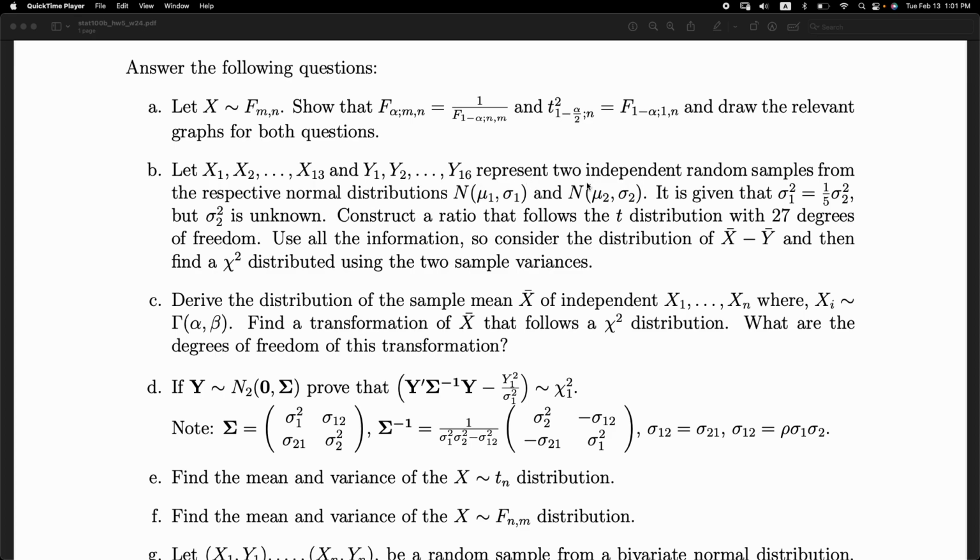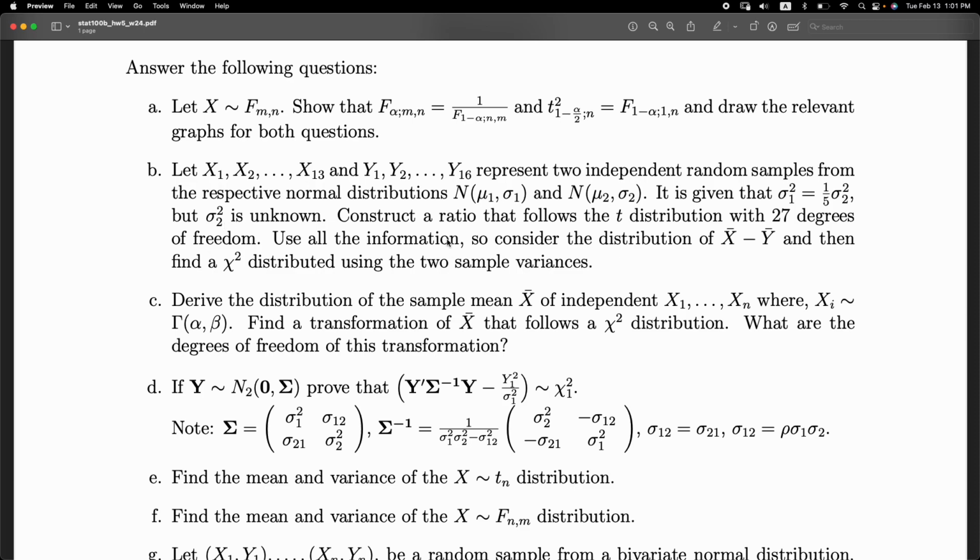There are specific numbers for the random sample, and they are sampling from the respective normal distribution. So x1 to x13 is coming from mu1 and sigma 1, and y1 to y16 is coming from mu2 and sigma 2. We also are given the information that the variance of the first distribution is equal to 1/5 of the second, but the variance is unknown in this case.